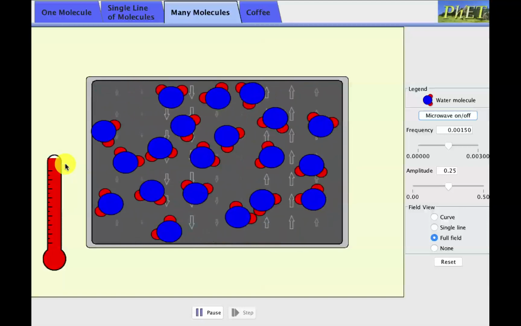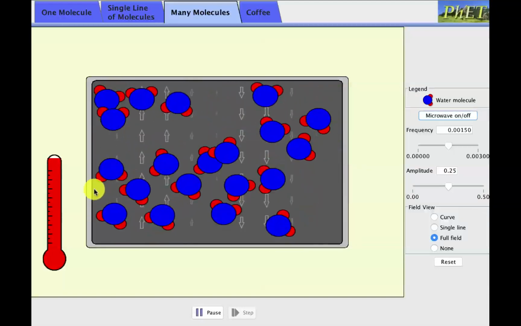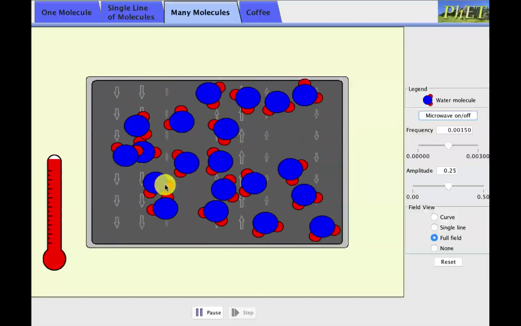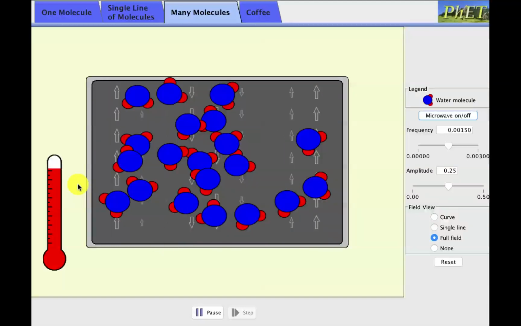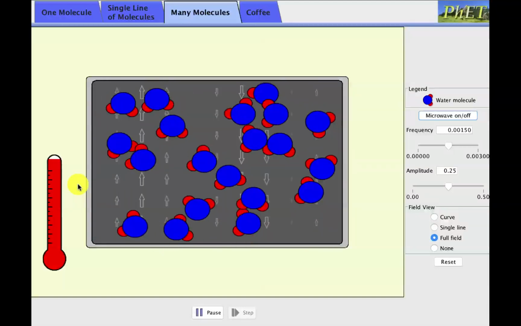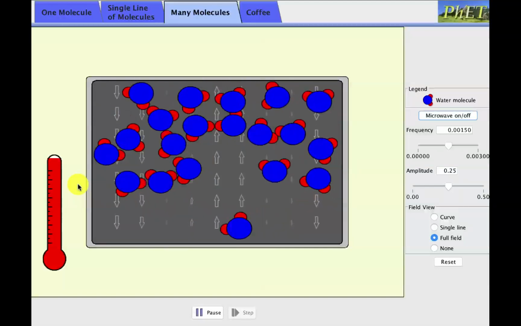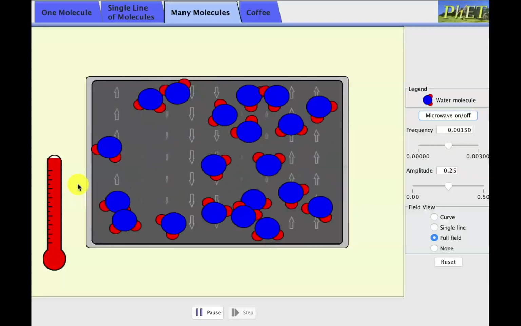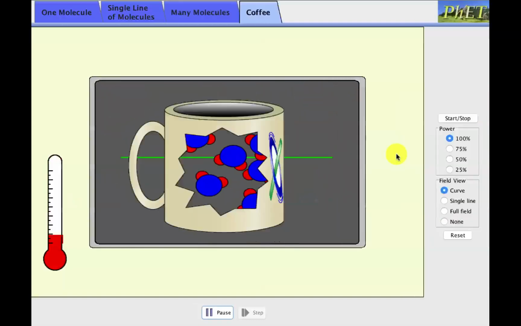This thermometer is indicating the average random kinetic energy of the molecules here. And where is it coming from? Obviously, it is coming from the microwaves, the electromagnetic field, and that energy is proportional to the square of the amplitude of the microwave field.